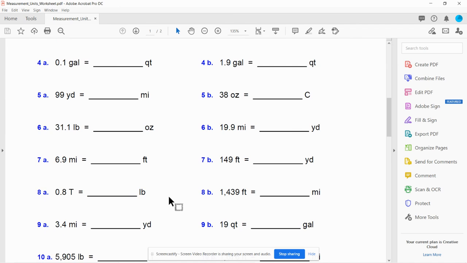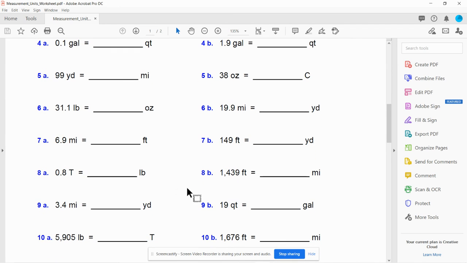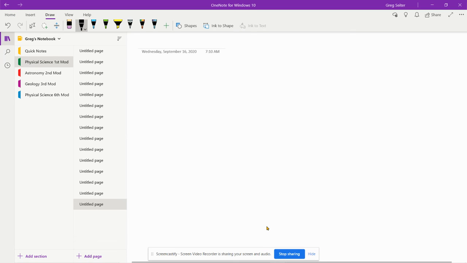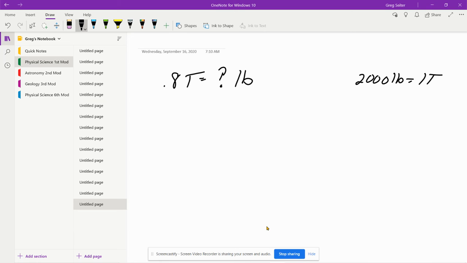Right here, we're on number 8. 0.8 tons equals how many pounds? All right, we know, we've looked over and over again already, there are 2,000 pounds in 1 ton.